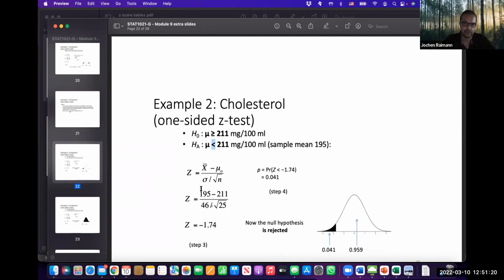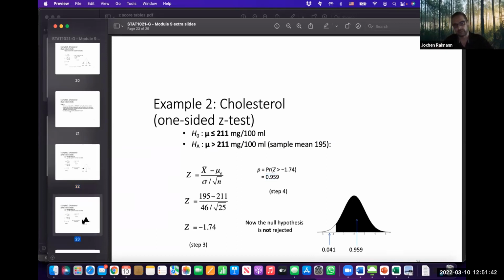So now you have 195 minus 211 divided by 46 divided by square root of 25, which gets you again the minus 1.74, and again the 0.041. But this time you don't have to multiply it by 2, right? Now you're rejecting it, because you're not multiplying by 2.